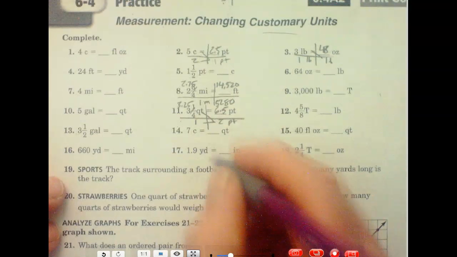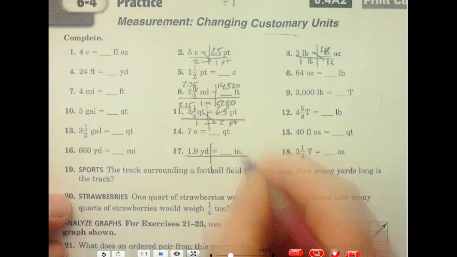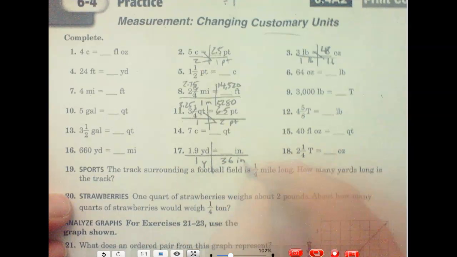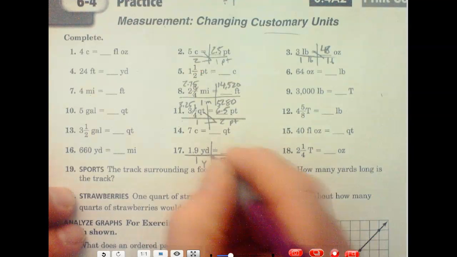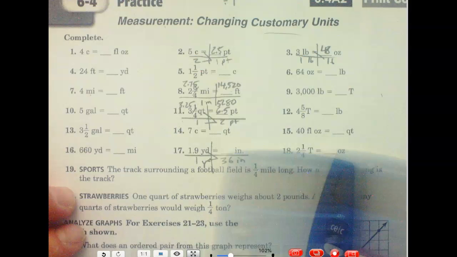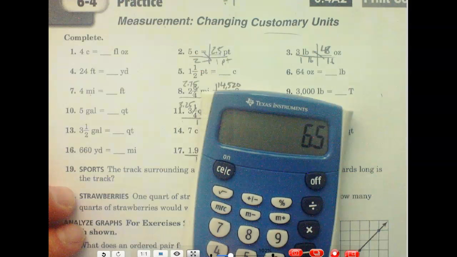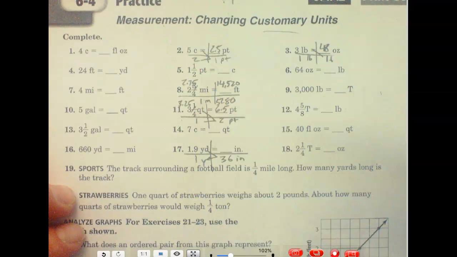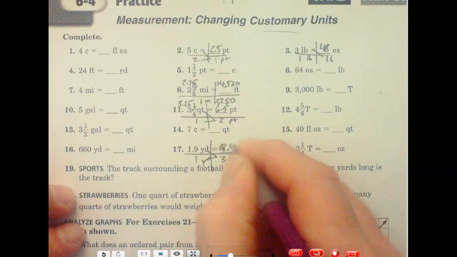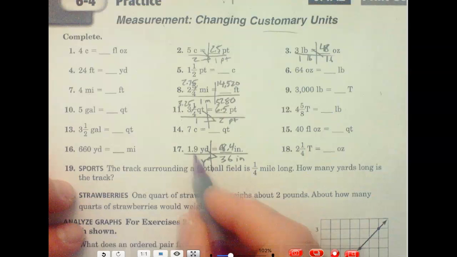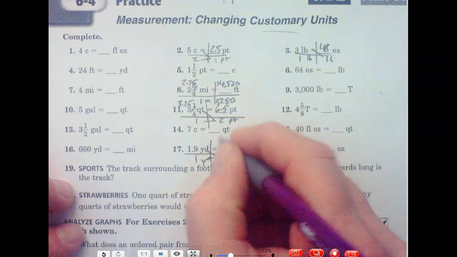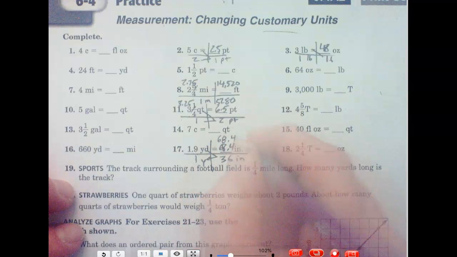Here we've got to go yards to inches. Okay, well if we look at our cheat sheet, 1 yard is 36 inches. Again, I don't make very many mistakes on these because I'm labeling. So 1.9 times 36. That's 68.4. It makes sense because 2 yards would be 72 inches, and so 68.4 is almost that. I'll write that so you can read it a little bit better.